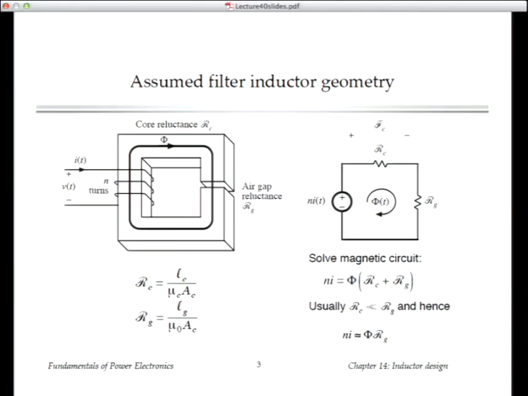Here is a slide from the last chapter on the inductor, and we're going to assume that the inductor we design is at least topologically equivalent to this. So it has a winding on a core, there's an air gap, we have this model of the magnetic circuit. We will assume the reluctance of the core is very low compared to the reluctance of the gap, which we've already talked about. So we get this equation to solve the magnetic circuit. And we're going to assume then that this is the basic geometry.